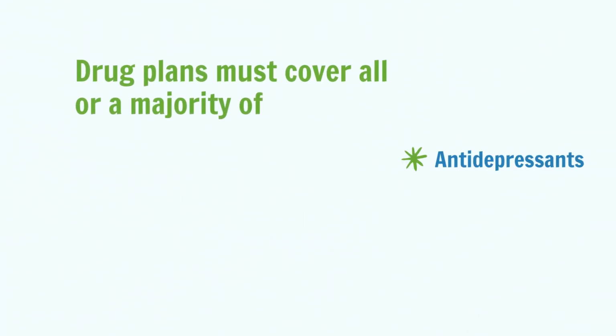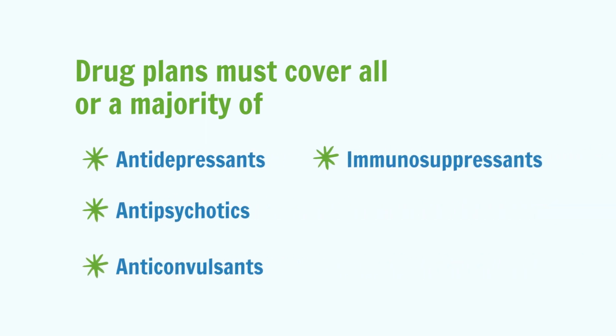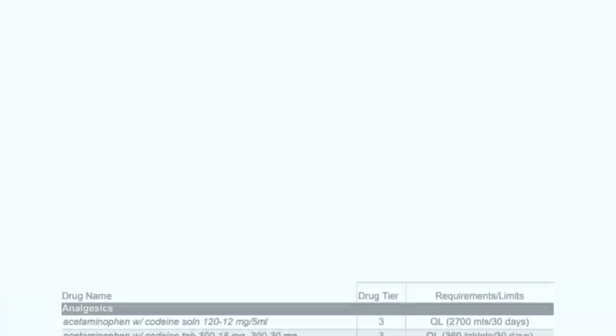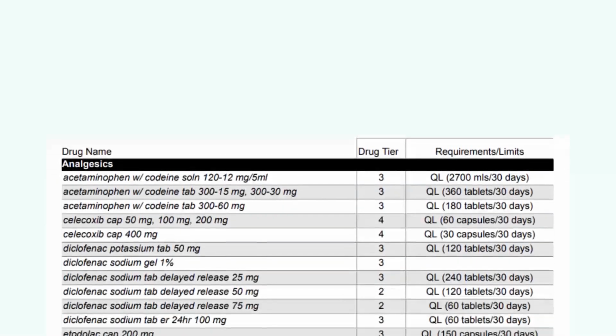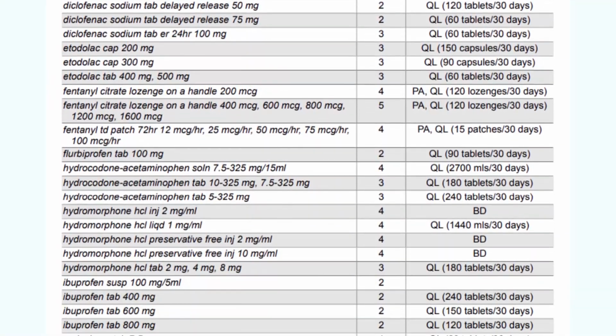All Part D plans have a formulary, or a list of drugs that the plan covers. Drug plans must cover all or a majority of antidepressants, antipsychotics, anticonvulsants, immunosuppressants, anti-cancer medications, and HIV/AIDS medications. If your doctor prescribes you a new drug during the year, you'll want to check your plan's formulary to see if they cover it and how it might be covered.